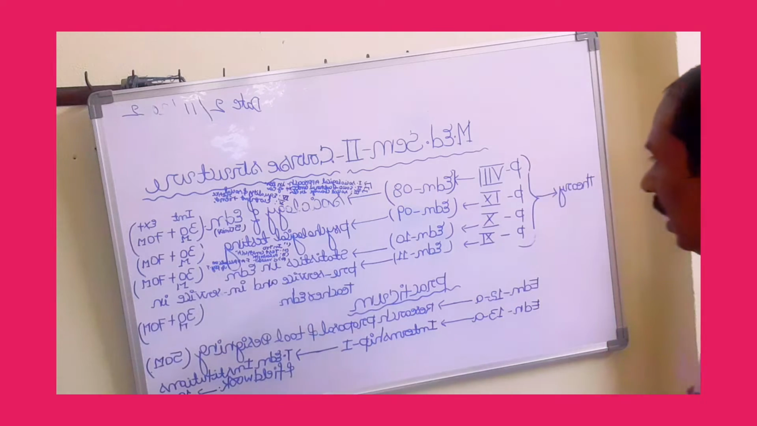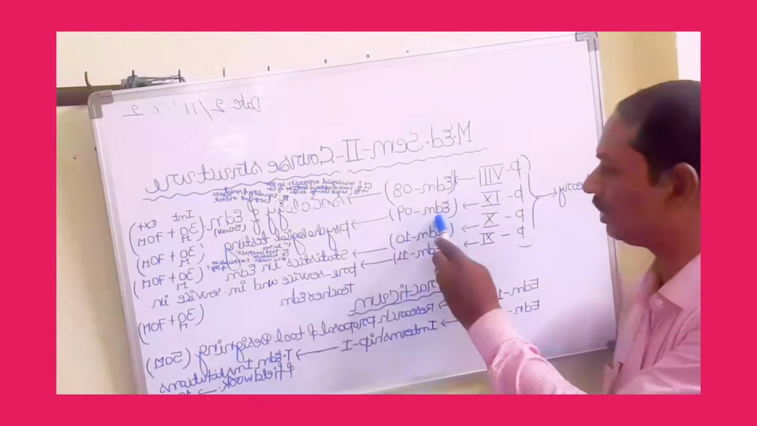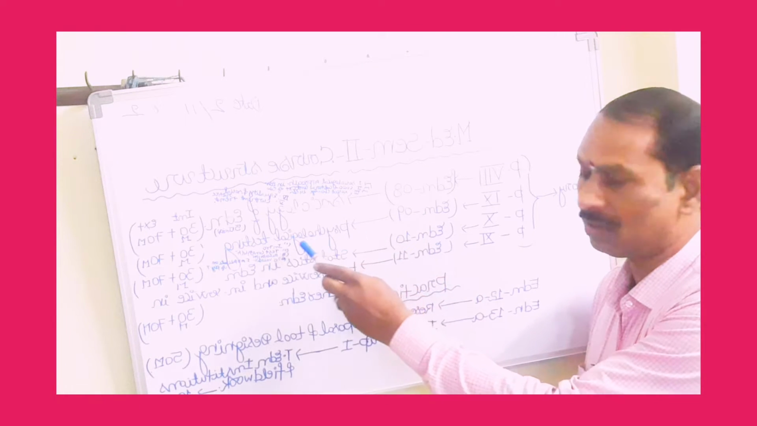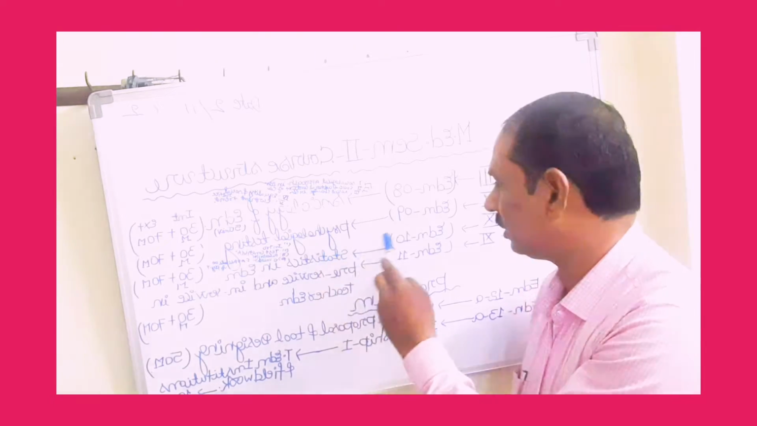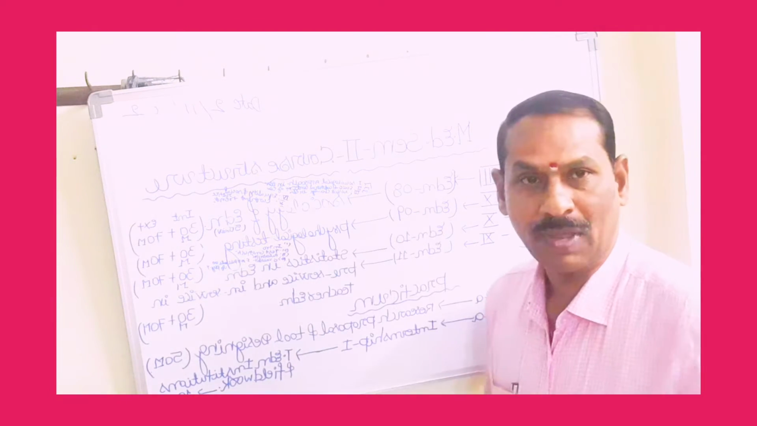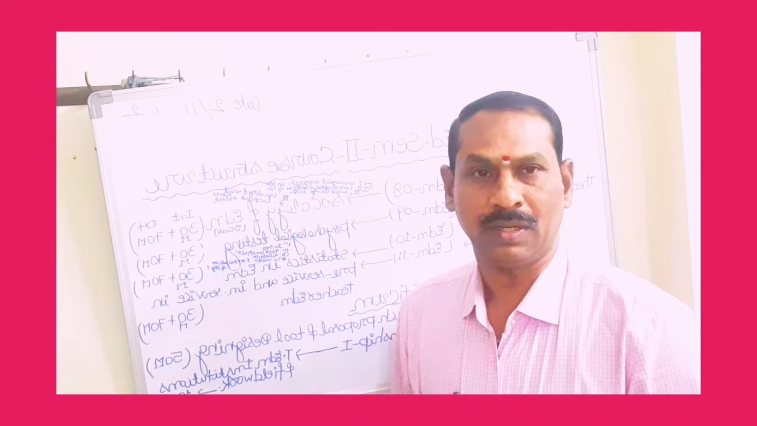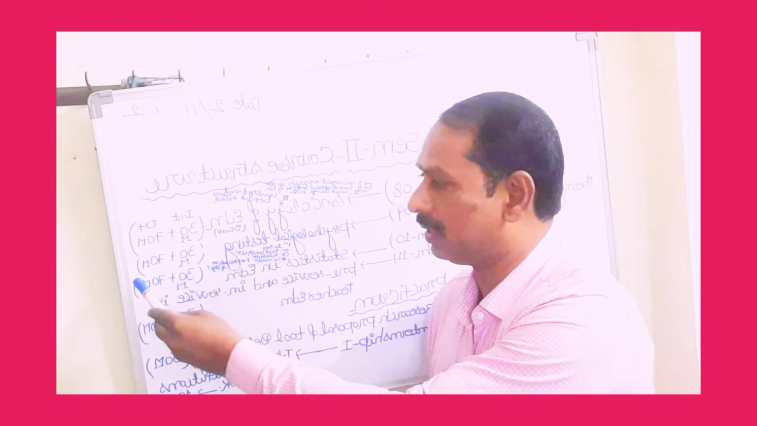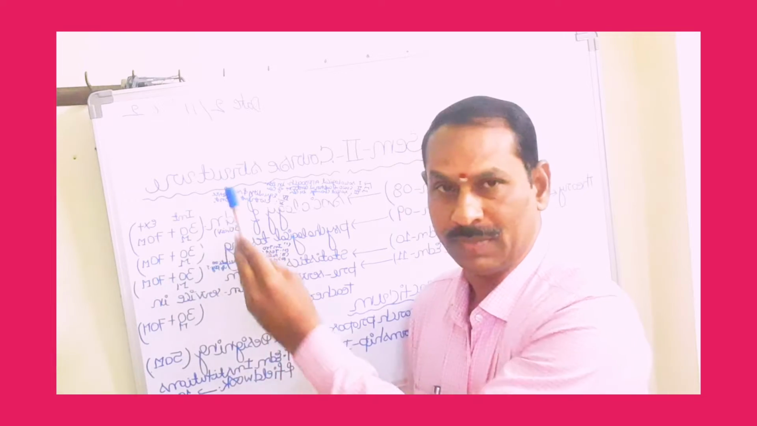And let's go to paper 9, that is Education 09, Psychological Testing. This paper consists of 100 marks, that is 30 marks for internal assessment and 70 marks for external assessment.